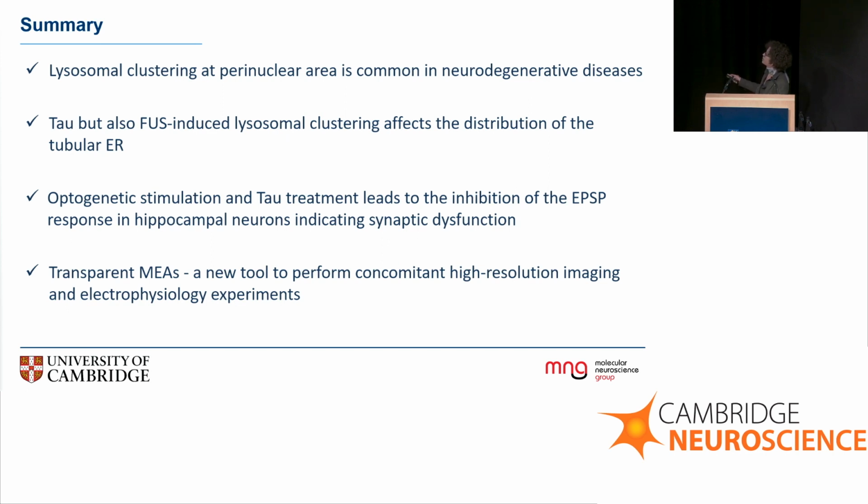With that, I come to my summary. I talked about lysosomal clustering. Maybe this is common in neurodegeneration. We can see that tau, but also FUS-induced lysosomal clustering affects the distribution of the tubular ER. I didn't show it for FUS, but we do see it as well. And the optogenetic stimulation and tau treatment leads to the inhibition of the EPSP response in these hippocampal neurons, really indicating that there is some kind of synaptic dysfunction. And we have these new tools to study this.